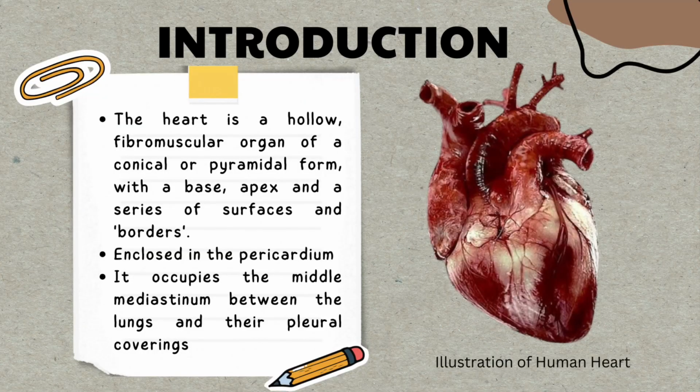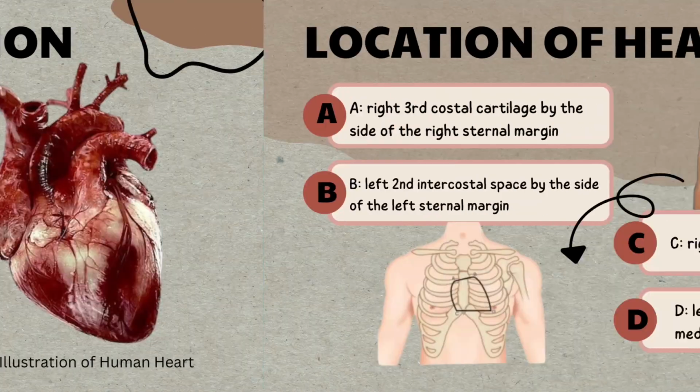The heart is a hollow, fibromuscular organ of conical or pyramidal form with a base, apex and a series of surfaces and borders. Enclosed in the pericardium, it occupies the middle mediastinum between the lungs and their pleural covering.